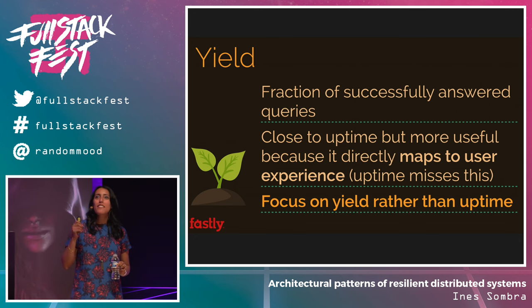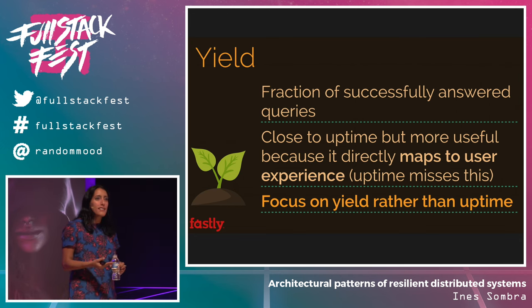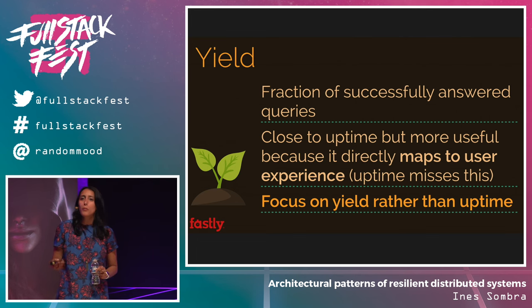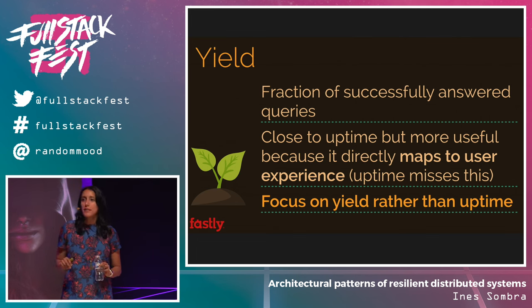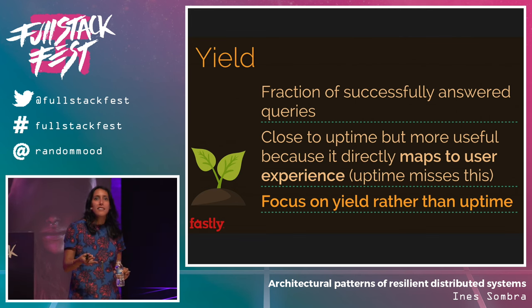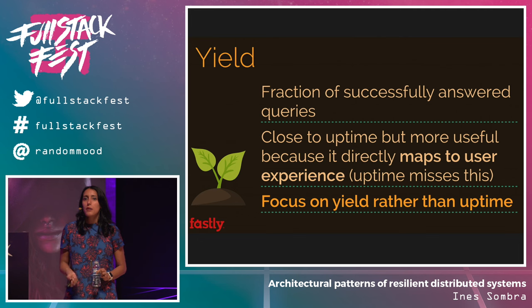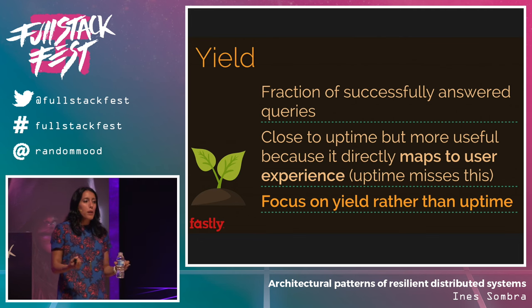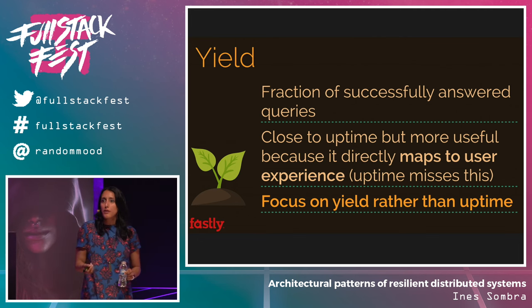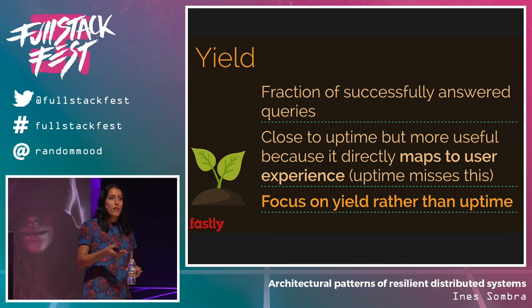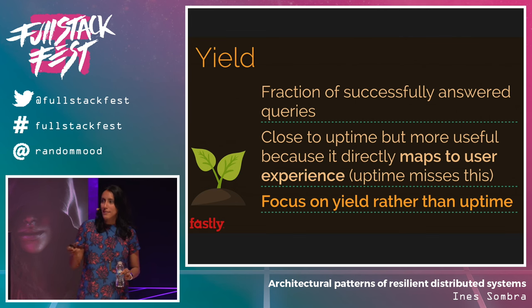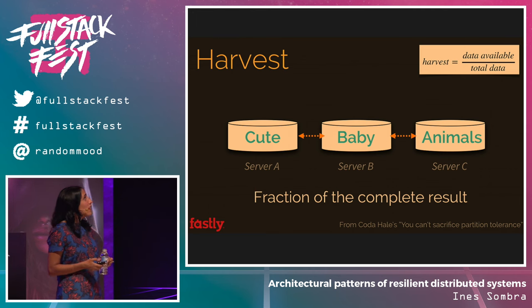So imagine that you have a system like the Shopify system that is unavailable for 2 minutes during Christmas season. And you can have the same system that is unavailable for 2 minutes in the middle of a weekend at 3 a.m. This is why it's not uptime: there are different impacts to your customer base. So everybody understands yield now, right? All right, let's see what harvest is.